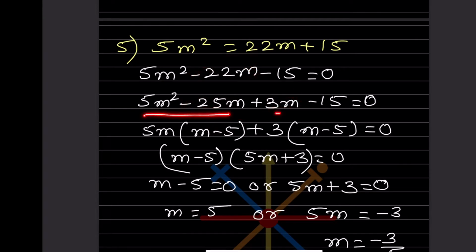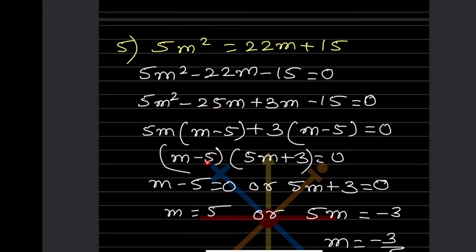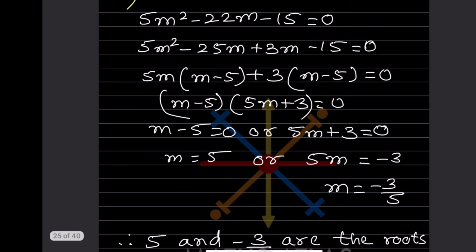So now again we are going to make two groups. From the first group we can see that 5m is common. So what remains in the bracket is m minus 5, this plus sign as it is. In the second we can see that 3 is common, m minus 5, because that is 3m minus 15 is equal to 0. Again both are same outside, so is equal to 0. So now what we can do, again this is going to be 0 or this is going to be 0. So now m minus 5 is 0 or 5m plus 3 is equal to 0.